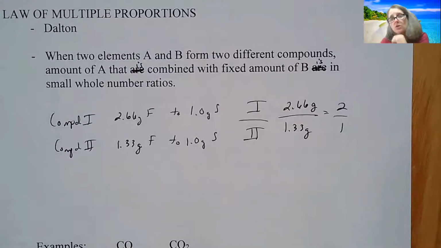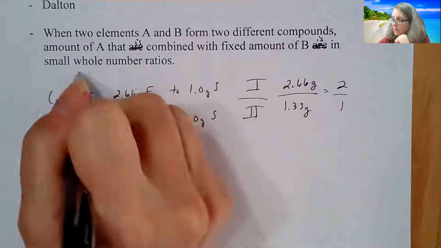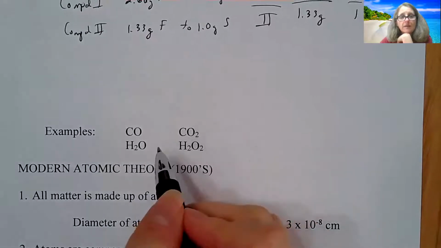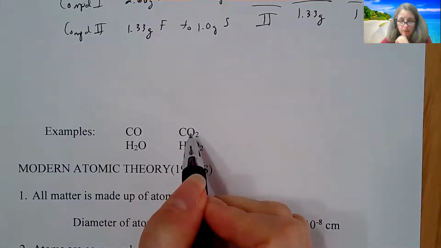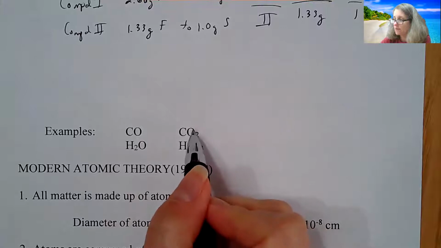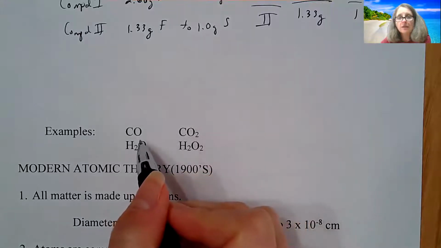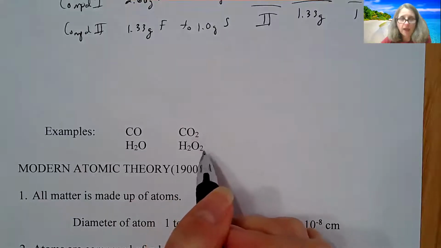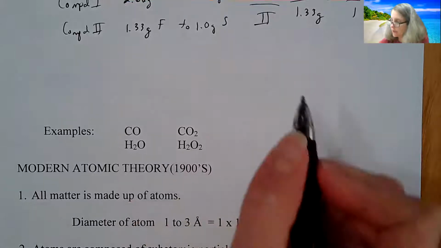Now they're not going to be just 2-to-1, they could be 3-to-2, but it's always going to be a whole number ratio. So some examples of this are things like carbon monoxide versus carbon dioxide. So you have twice the amount of oxygen as you do here. Water compared to hydrogen peroxide, H2O2. That has twice the amount of oxygen as it does here.